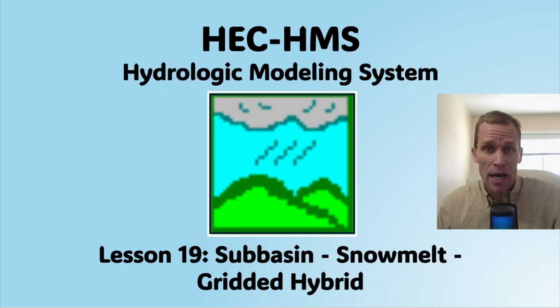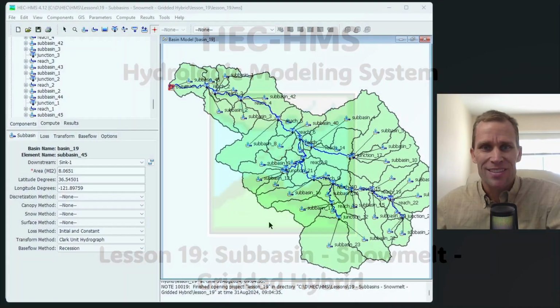This is a video tutorial on HEC-HMS, and in this lesson, I'm going to be talking about the gridded hybrid snowmelt method. Within a subbasin, you can have a snowmelt method assigned, and one of those methods is the gridded hybrid type. That's what we're talking about in today's lesson.